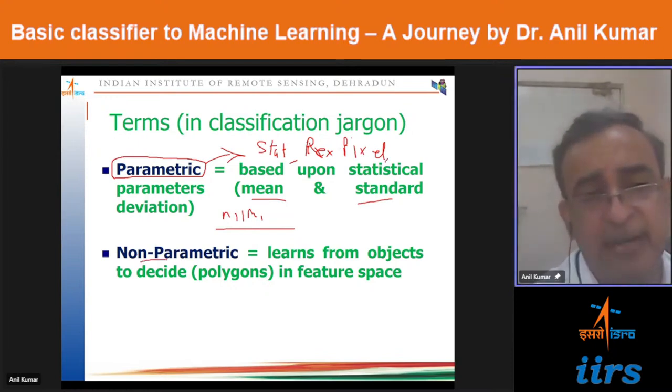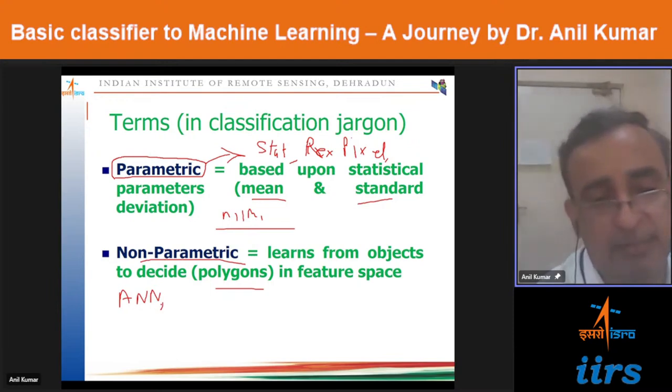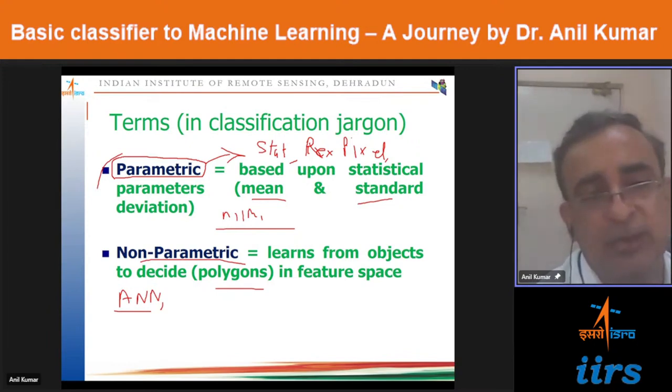Then you can have non-parametric classifiers, which basically learn from objects to decide and to create polygons in feature space, like your ANN, where there are so many free parameters. We do not know what can be the strategy for these parameters for different data sets and for different problems. But here, there is a fixed strategy. You can use it for any image and for any study area. The strategy will remain the same, parameters will remain the same, but here the parameter value changes as per the problem we are dealing with.